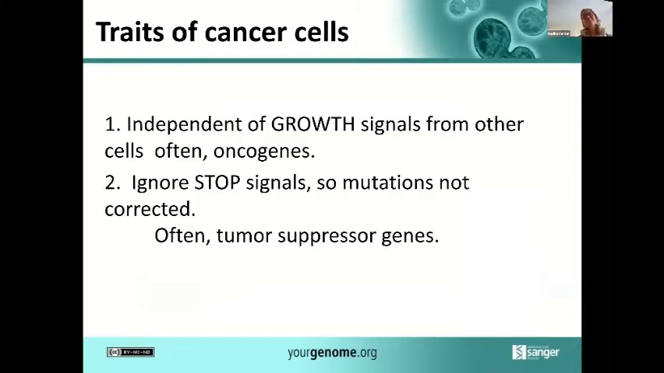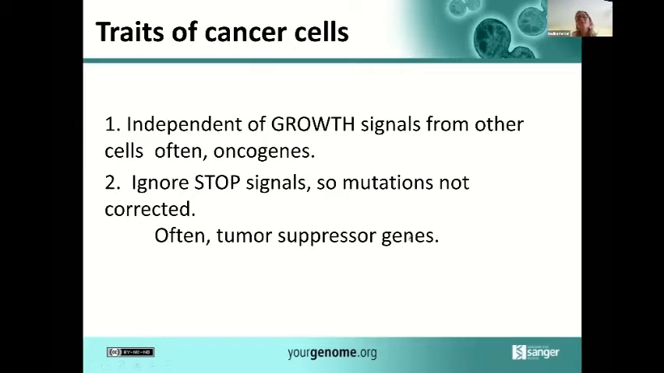So traits of cancer cells, so how cancer cells behave. They are independent of growth signals from other cells. So they are not controlled by normal body signals. And cancer genes are often called oncogenes. They ignore stop signals. So in the cell cycle where you had those checkpoints, they can stop the cell cycle. But in cancer cells, they're not stopped. They just continue. So the DNA would not be repaired and the cell would divide even if it's faulty.